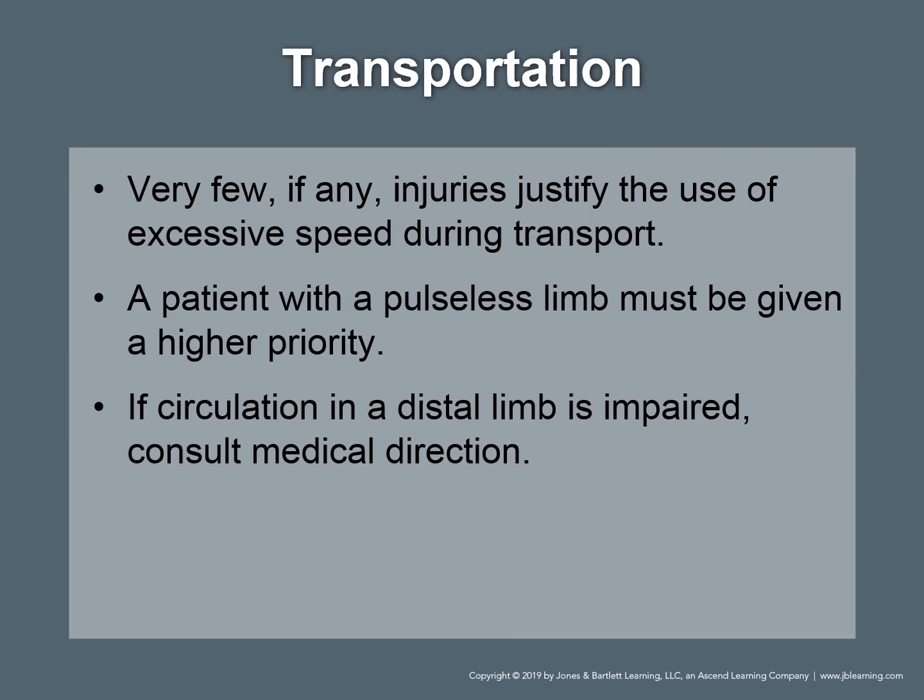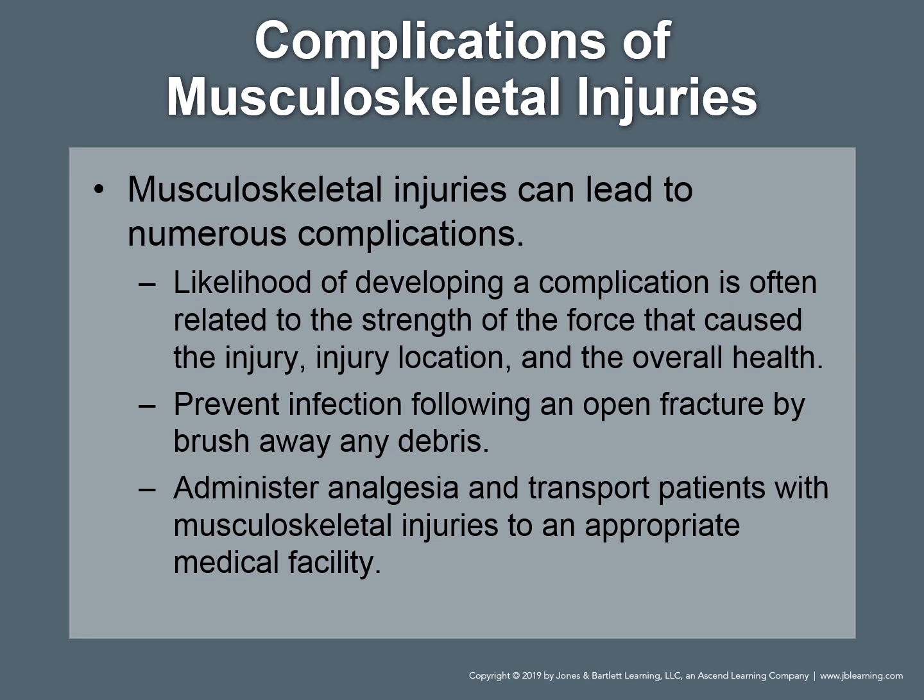Very few, if any, injuries justify the use of excessive speed during transport. My company allows you 10 miles over the posted speed limit. Speed is more dangerous than it is helpful. A patient with a pulseless limb is given a higher priority. We want to restore that circulation as quickly as possible. If circulation in a distal limb is impaired, consult medical direction. They may want you to try to realign that.